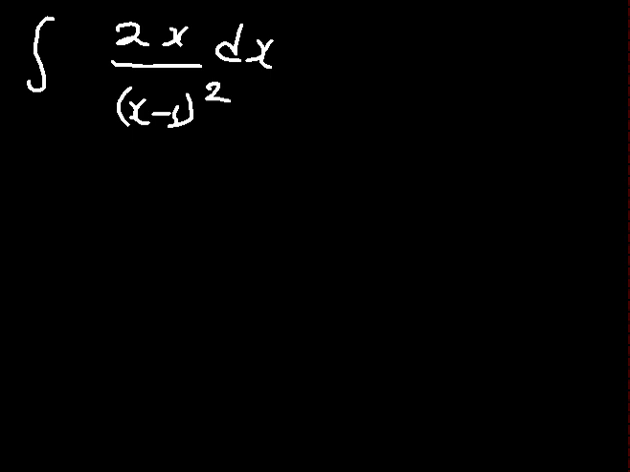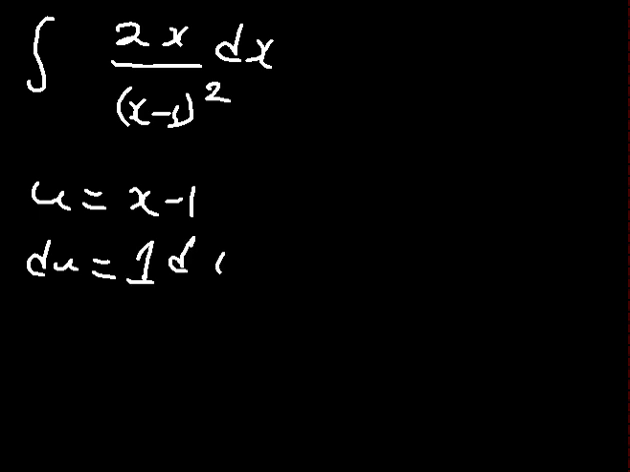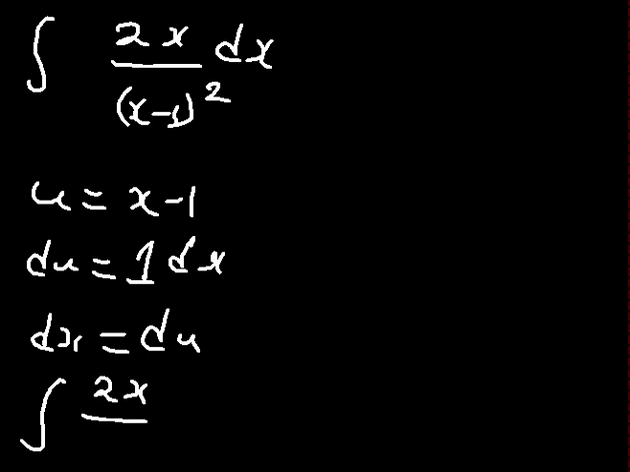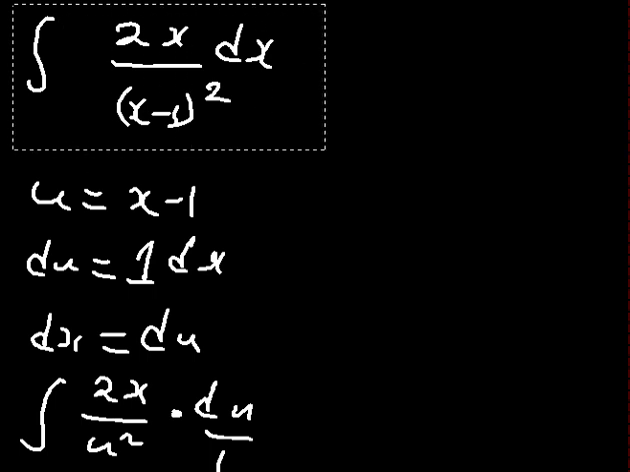So in this case we'll have u being given as x − 1. What is the du? We'll have it as 1 dx, and dx is given as du in that case. Then we'll have to substitute, and we'll have the integral of 2x over u² times du in that case. So now, as you can see, we have not managed to cancel that x on top there.